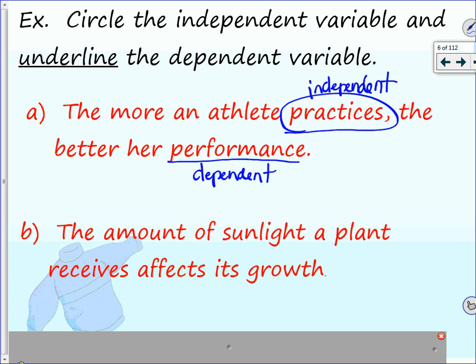So the amount of sunlight a plant gets affects its growth. Charlie? I think growth is the dependent. So you're saying growth depends on how much sunlight. Yes, so growth is the dependent. Sunlight is independent.